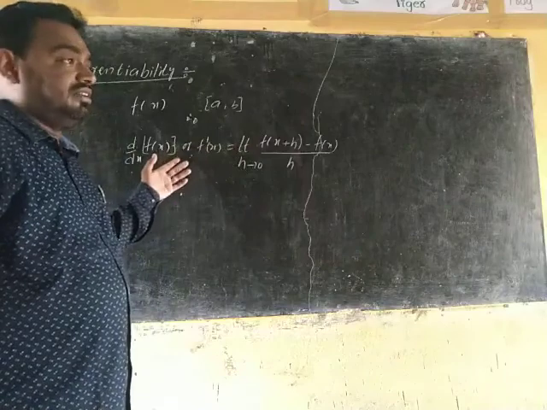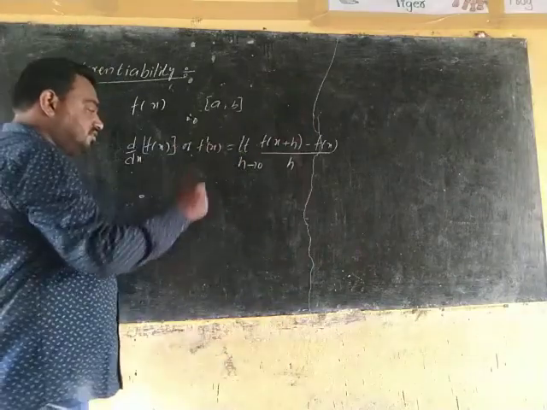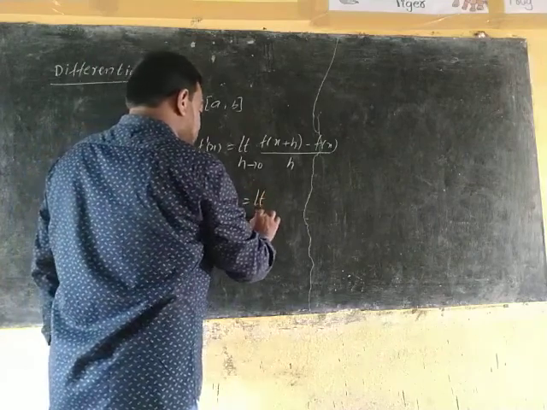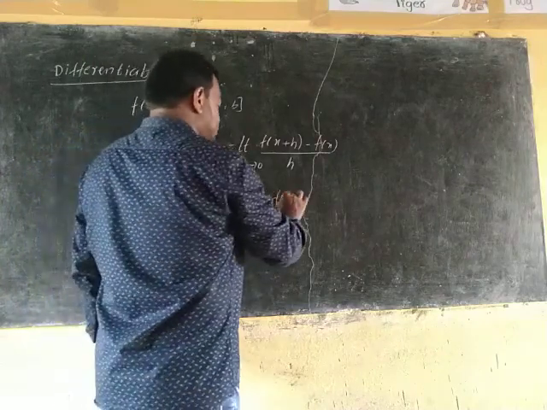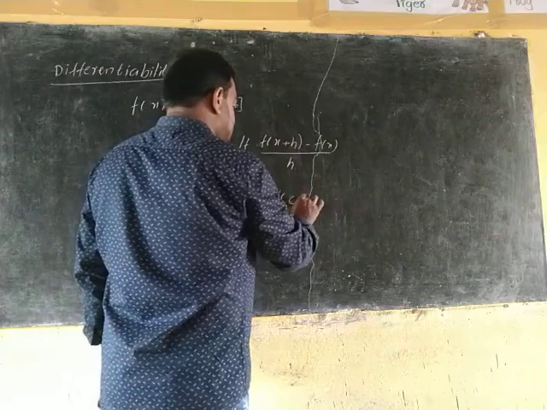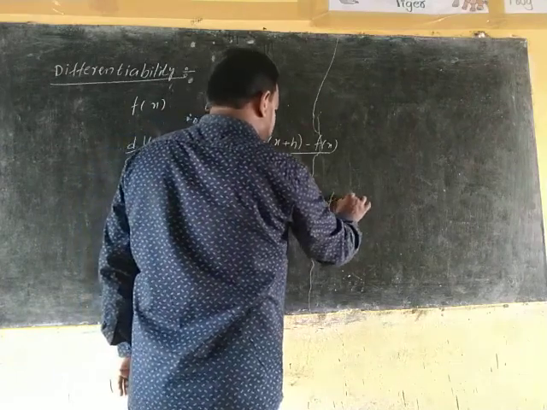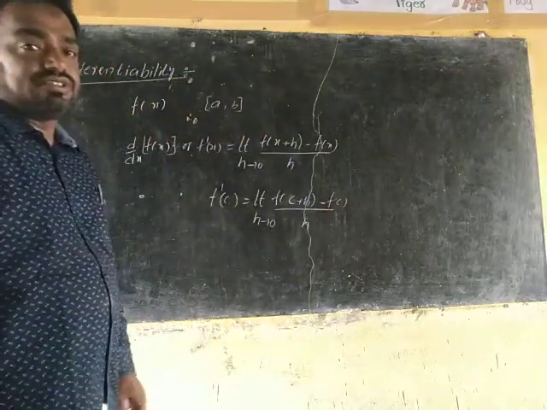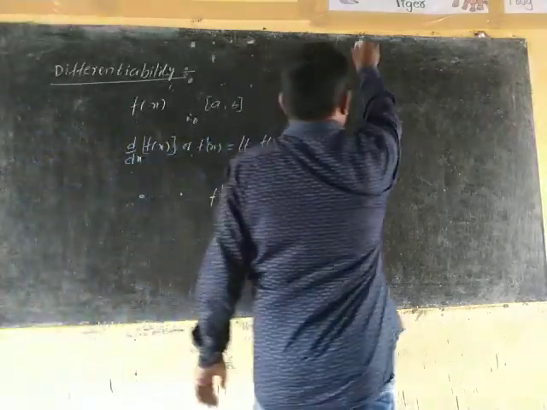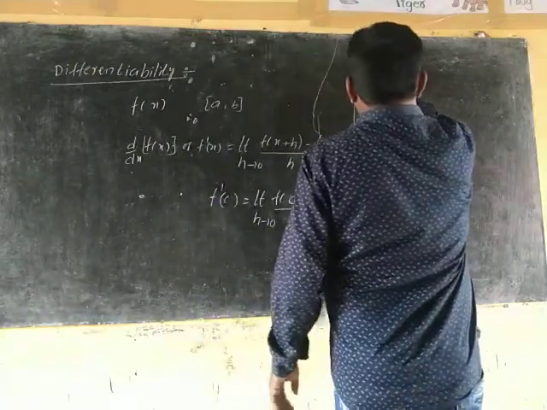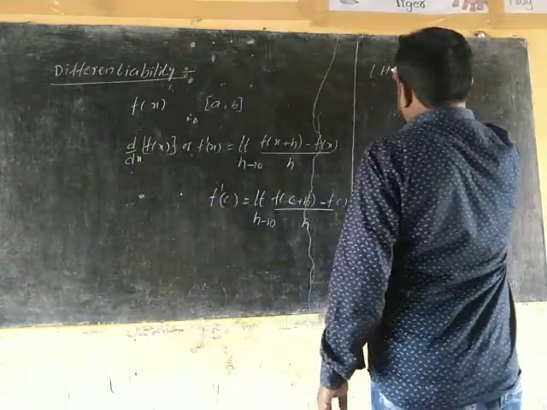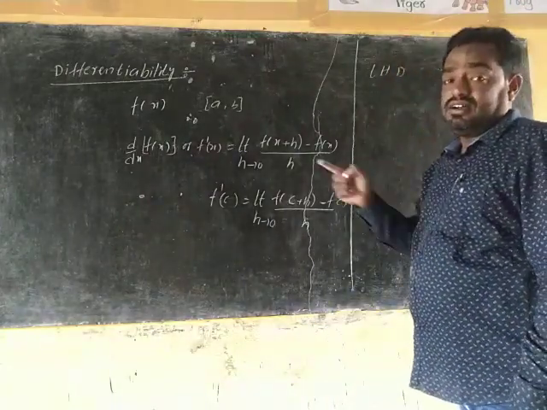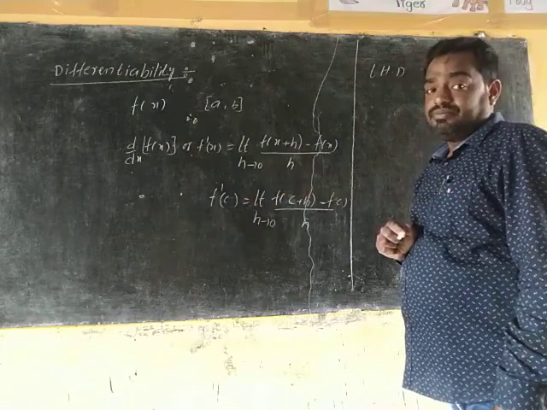Once you recall this formula, at the point c, f dash of c equals limit h tends to 0 of f of c plus h minus f of c, by h. Next, left hand derivative and right hand derivative. Left hand limit we saw in continuity.